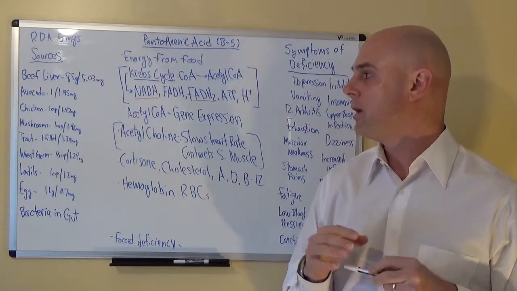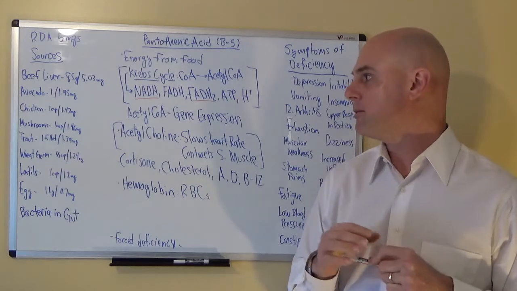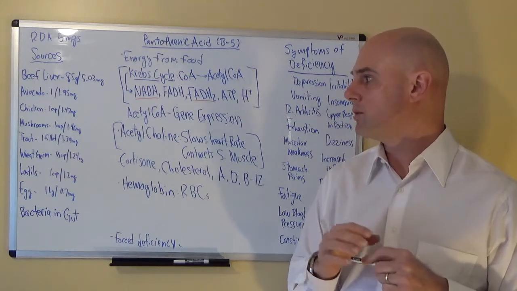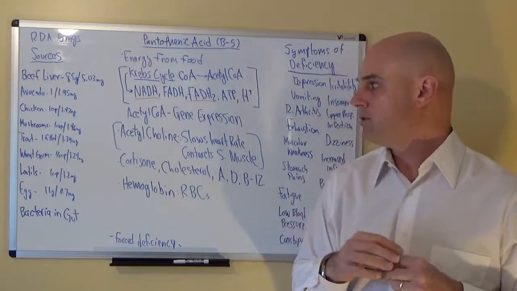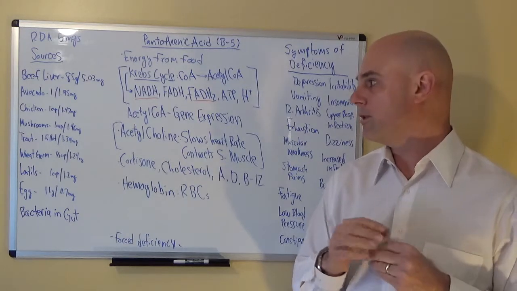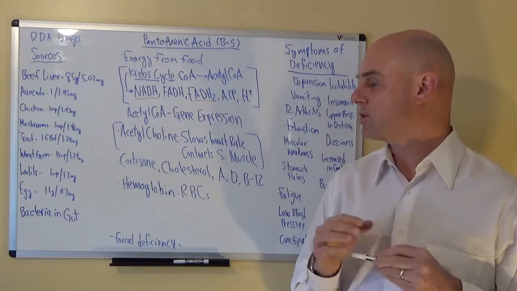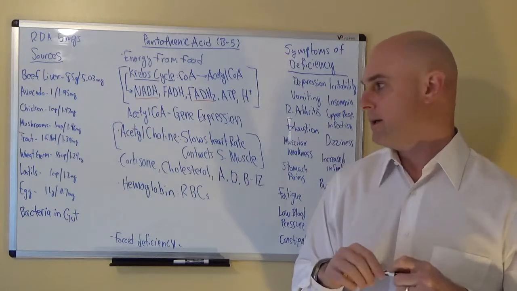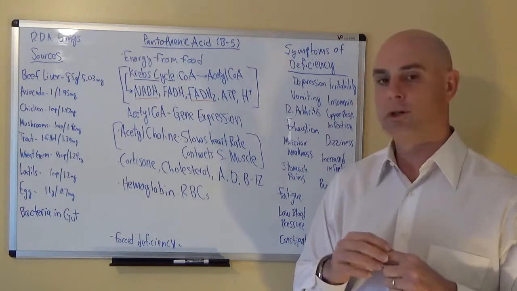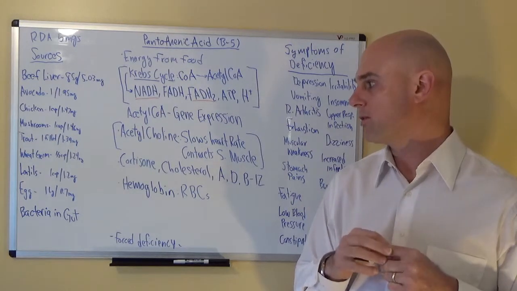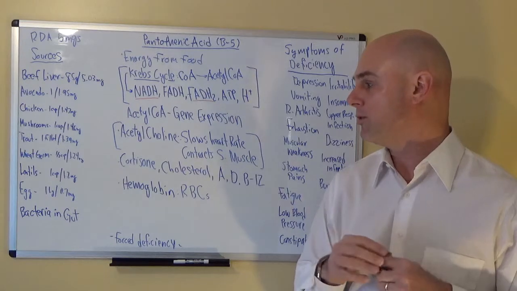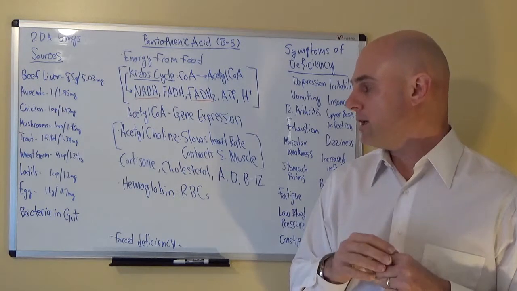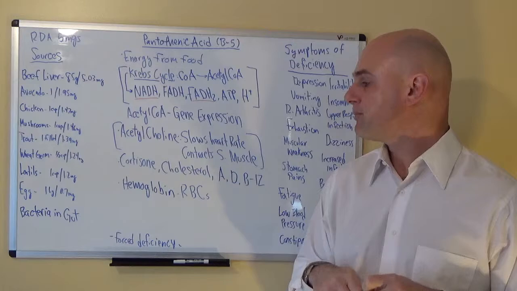One avocado is 1.95 milligrams. Chicken, 1 cup is 1.47 milligrams. Mushrooms, 1 cup, 1.46 milligrams. 1 fillet of trout is 1.39 milligrams. A half a cup of wheat germ is 1.24 milligrams. Lentils at 1 cup is 1.2 milligrams. A large egg is 0.7 milligrams.